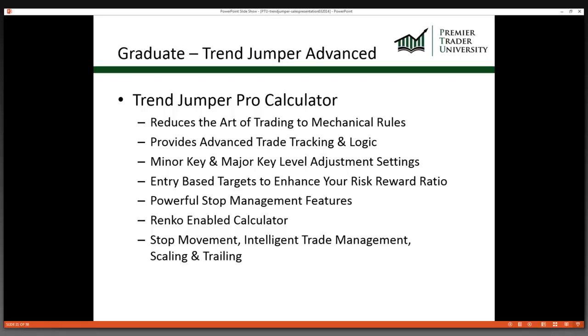Now, one of the most exciting things, if you don't have it, and certainly anybody new will not, but if you're on Trend Jumper, you now get the Trend Jumper Pro calculator. This does all kinds of amazing things. It's chock full of tons of code that we've put together, but a lot of the things that we had to do manually before, you no longer have to do.